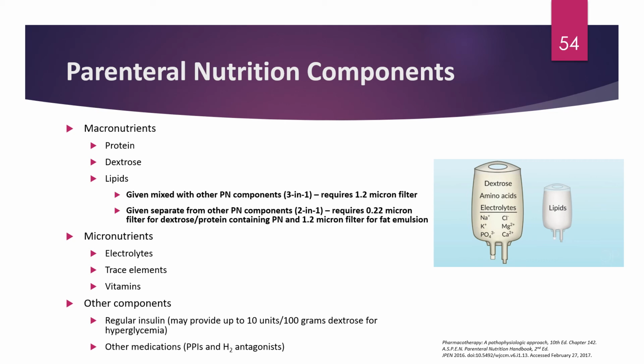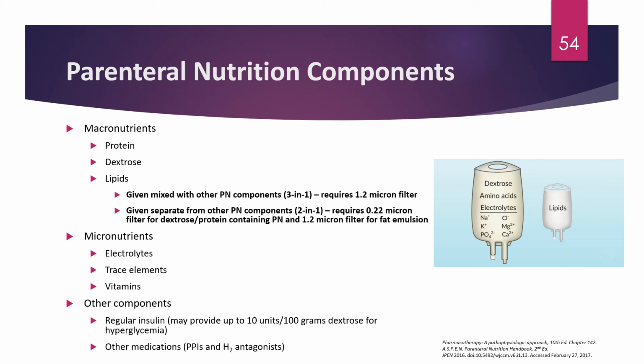With the 2-in-1s, though, you do have to use 2 types of filters. You have to use a 0.22 micron filter for the 2-in-1 formulation. The way to remember this is 2-in-1, 0.2 micron filter. For the fat emulsion, you still need a 1.2 micron filter. A lot of times at hospitals, you will do one or the other, depending on what your hospital and your institution guidelines provide for. So it will either be 3-in-1 for all patients or 2-in-1 for all patients, except for obviously patients who do not get fat emulsion because it has to be held. In those cases, those are automatically 2-in-1s.